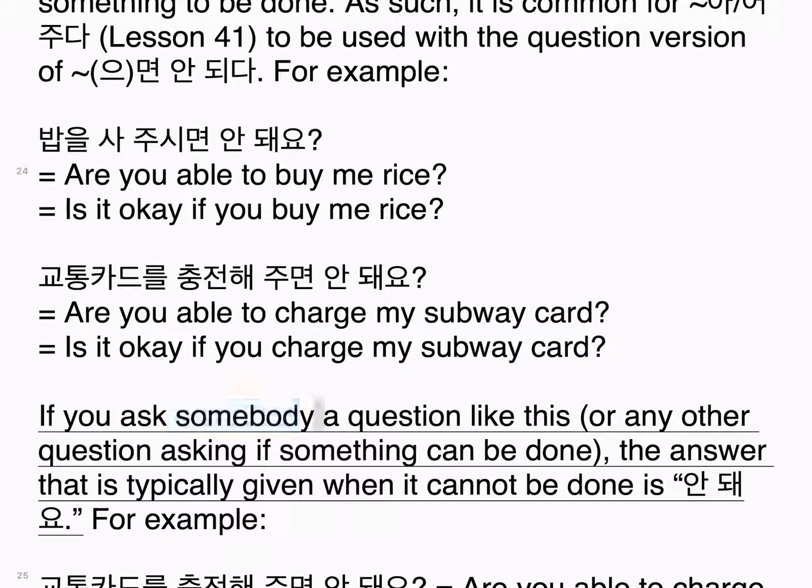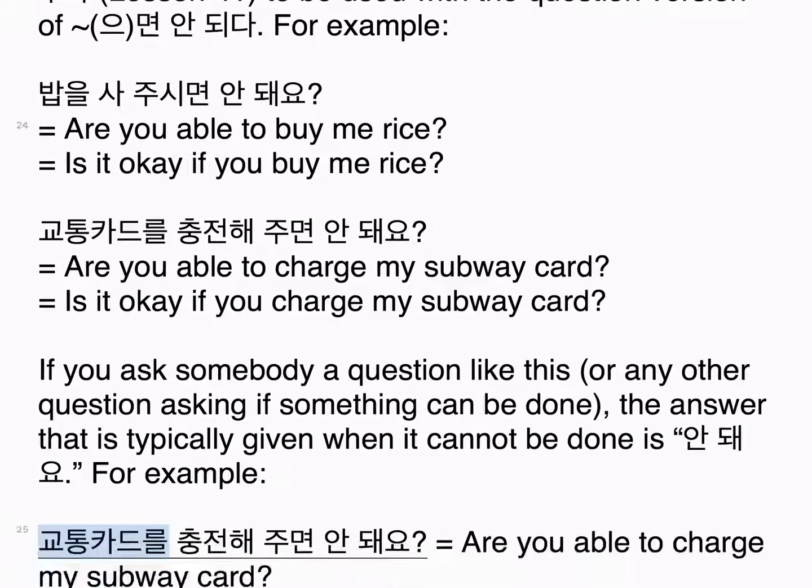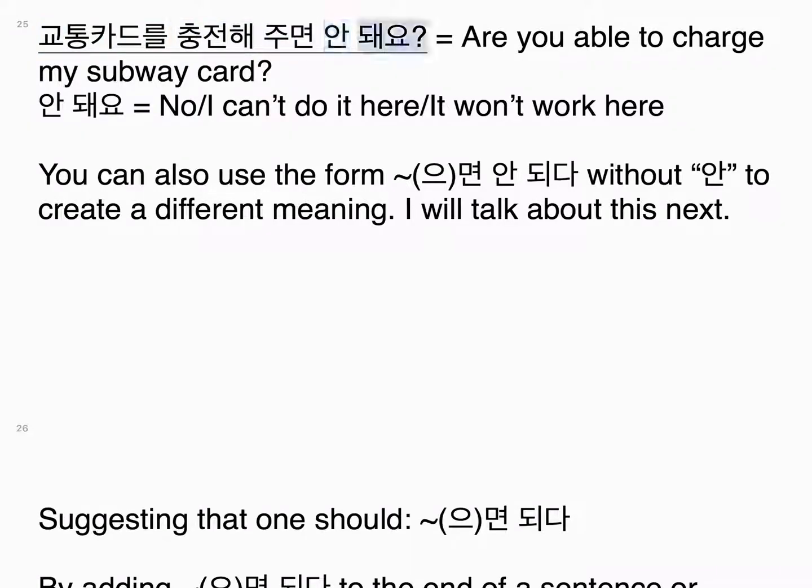If you ask somebody a question like this or any other question asking if something can be done, the answer that is typically given when it cannot be done is 안 돼요. For example, 교통카드를 충전해 주면 안 돼요. Are you able to charge my subway card? 안 돼요. No, I can't do it here, it won't work here.